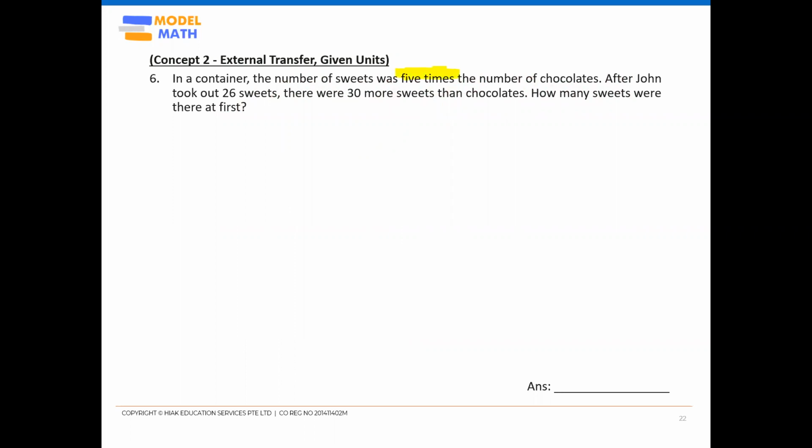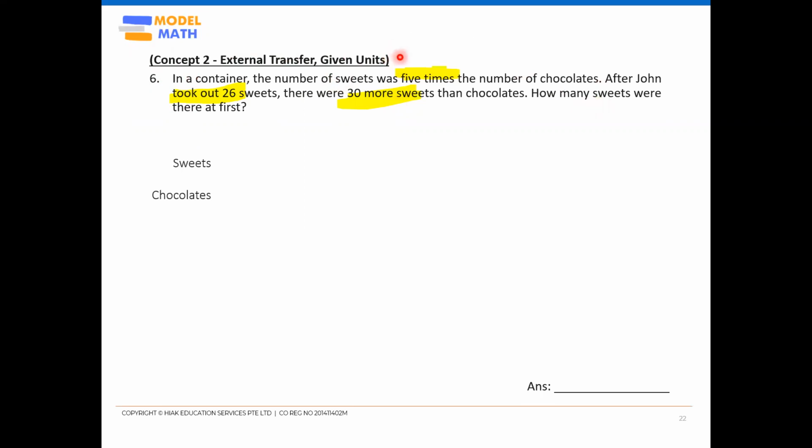Okay, so this is a before information. And after John takes out 26, taking out 26 is what we call the change. In the end, the after information will be 30 more sweets than chocolate. So since we have 5 times in before, 30 more in the after, drawing a model would be most helpful in this situation. So let's start off with drawing sweets 5 times of chocolate.